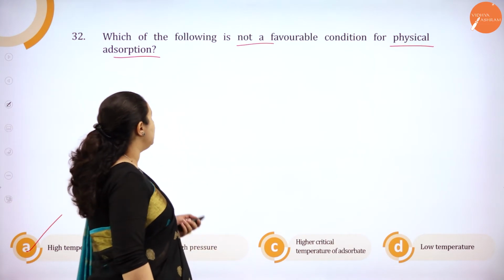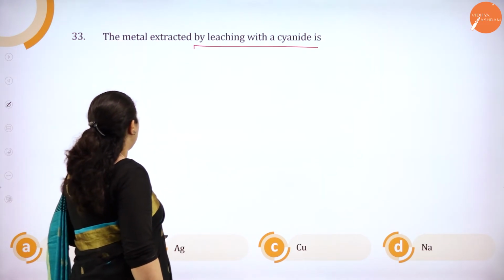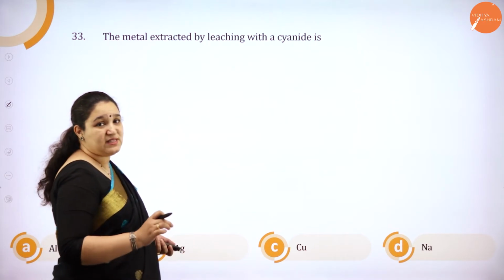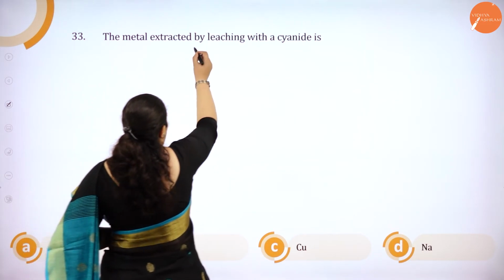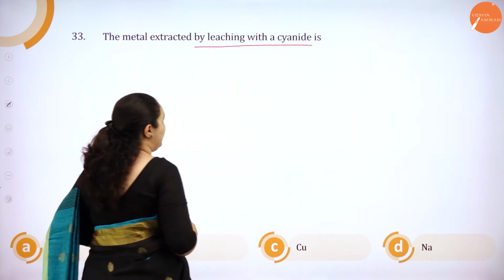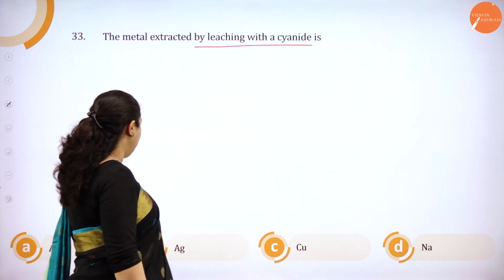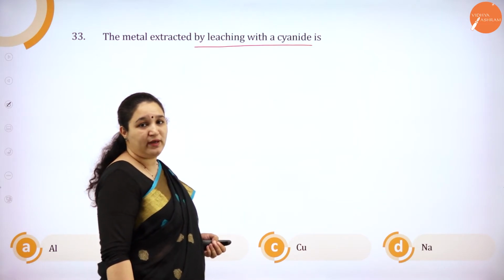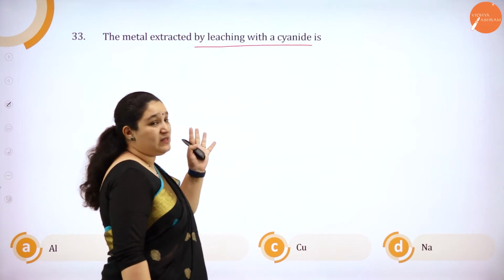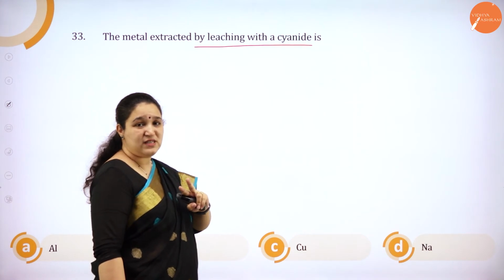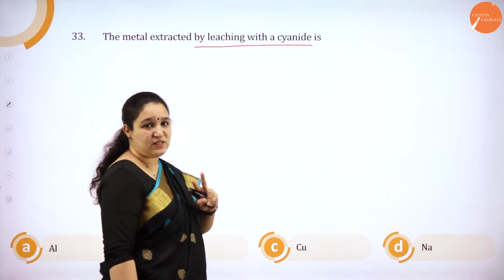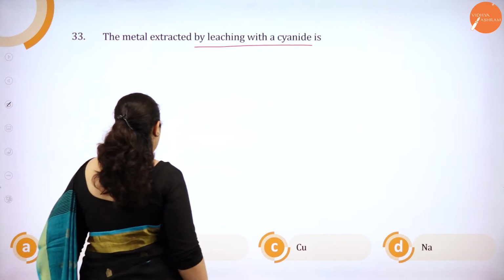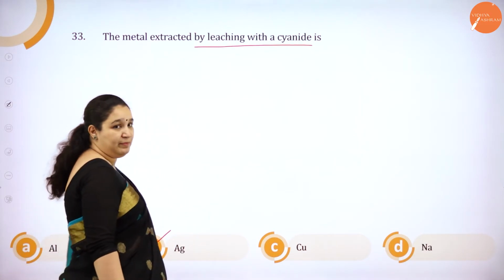Okay, next is question number 33. The metal extracted by leaching with cyanide is, what is it? Leaching with cyanide, they are asking: is it aluminium, silver, copper or sodium? Two metals in hydrometallurgy which you have learnt use this process, that is silver and gold. So it is option B.